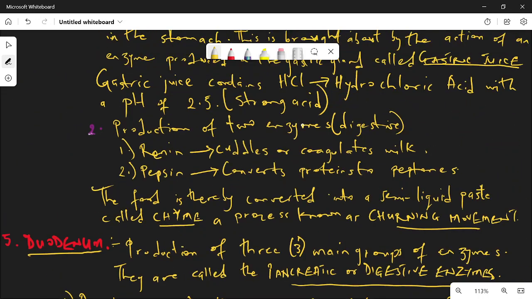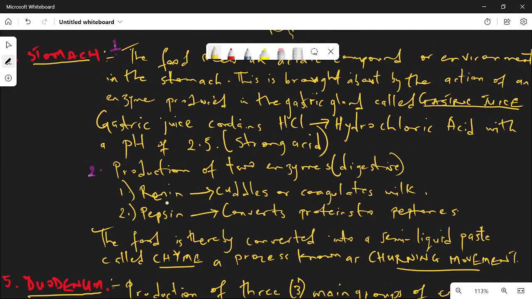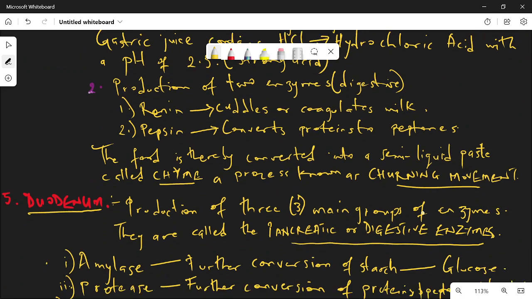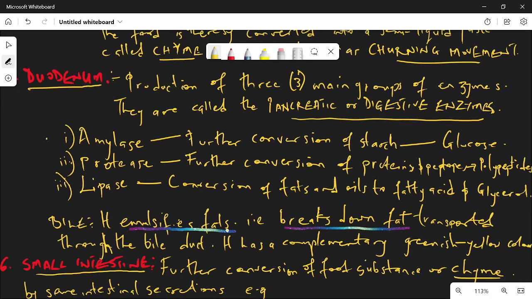That is where we have the action of the pepsin. Pepsin converts proteins to peptones. Proteins are first converted by pepsin to peptone in the stomach. And then when the food, that proteinous substance, gets into the duodenum, it is further converted from the peptone to polypeptide.